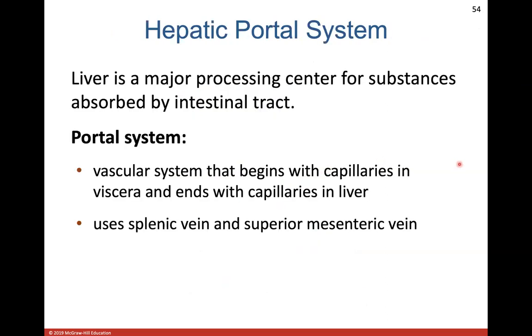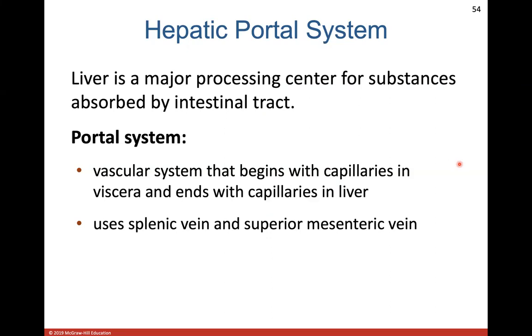The hepatic portal system is a specialized portal system of venous drainage that has to do with the liver. So your liver is a major processing center for all the substances absorbed by the intestinal tract. What happens after you eat a meal is that all the nutrients that get absorbed into the bloodstream from your intestines get taken to the liver for processing. And this vascular system of bringing blood to the liver for processing is called the hepatic portal system.